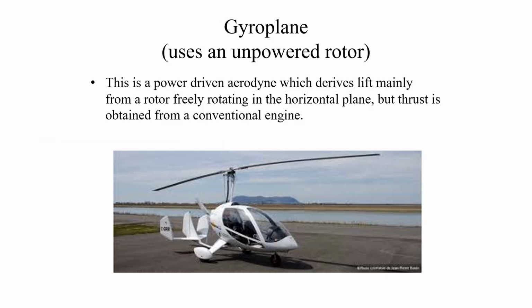And the final one is gyroplane. This is a power-driven aeroplane which derives lift mainly from the rotor, which is freely rotating in the horizontal plane only. The thrust is obtained from a conventional engine. The engine is fitted to generate thrust.